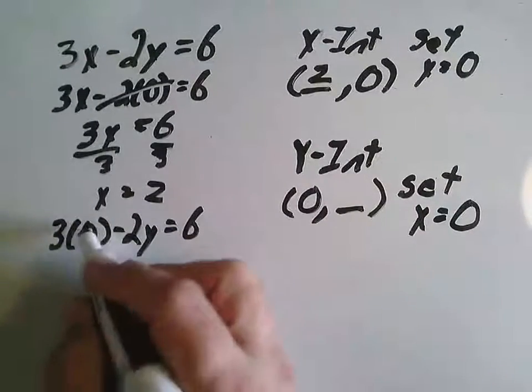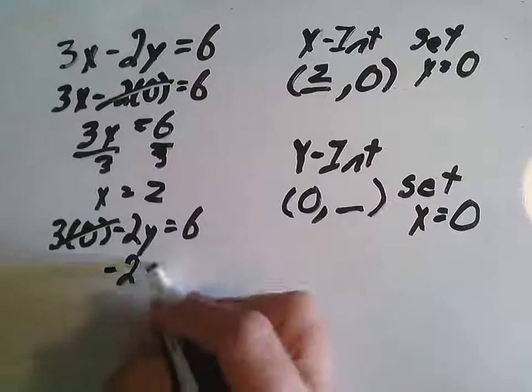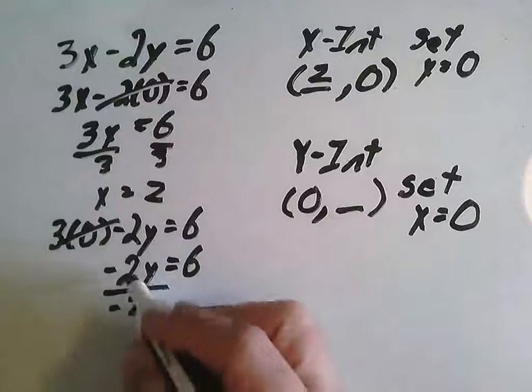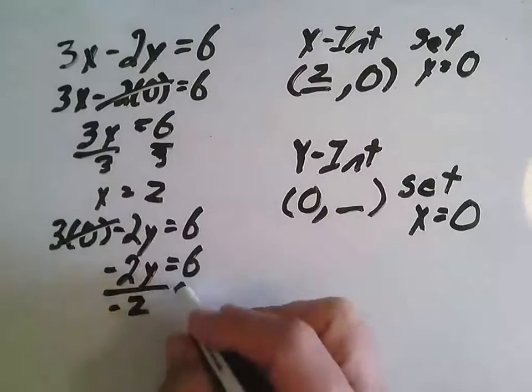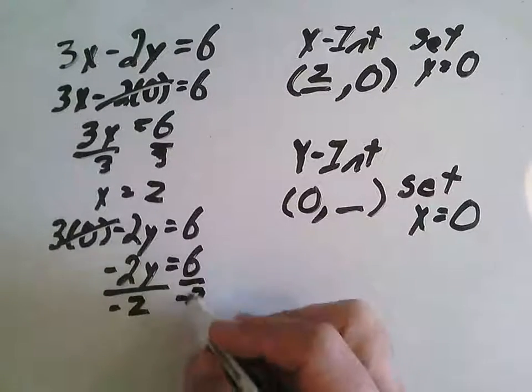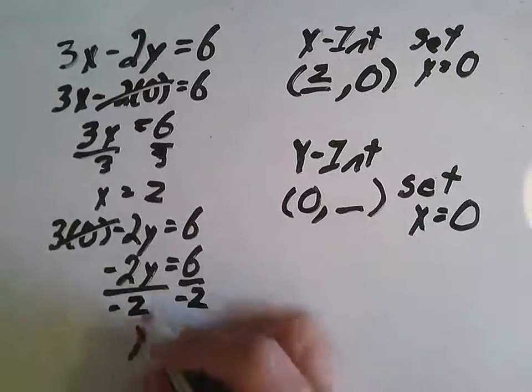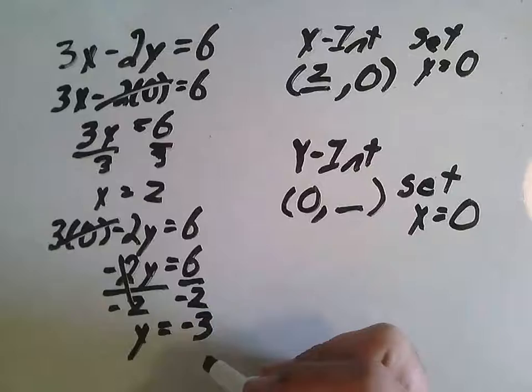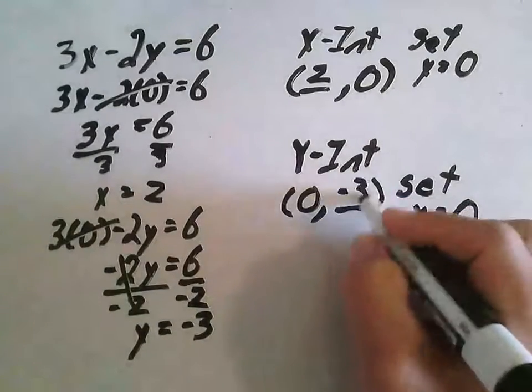Any number times 0 just removes itself. So that's negative 2y is equal to 6. And because this is a negative 2 variable, then I have to divide by negative 2. And a positive divided by a negative is always going to give you a negative. Remember, that just allows you to come down to a single variable. In this case, y is going to be equal to negative 3.